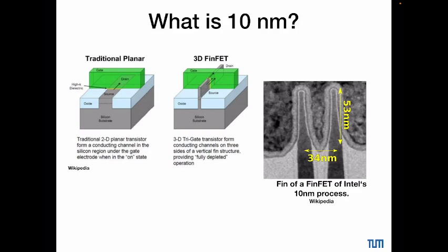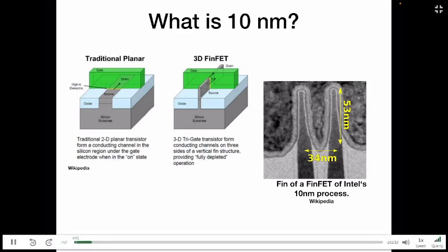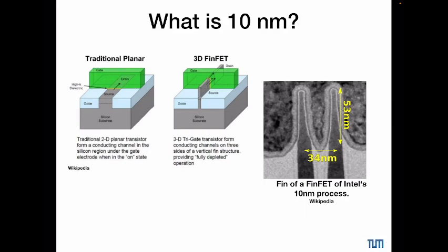And fin, because this is looking like a fin, right? And so you now have the gate going around the fin and controlling the movement of the electrons. So in a 10 nanometer process, basically the minimum feature that you can build is this fin. And you can see this here in the picture from Intel's 10 nanometer process. These are two of these fins, and they have a distance of 34 nanometers, and each fin is about 10 nanometers wide. So why is this feature size important?